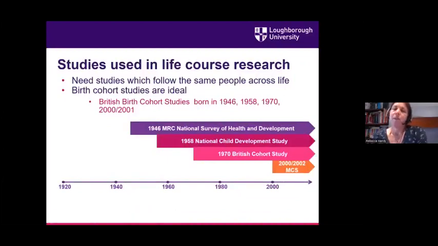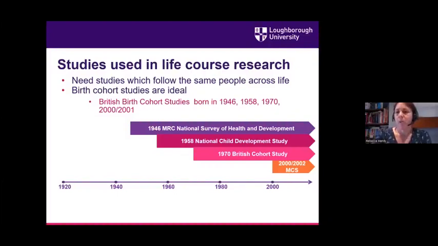Okay, and so life course epidemiology is quite challenging because we've got all these interrelationships across the life course, and we also need studies, we need data to be able to test life course ideas. So we need studies which follow the same people across life, and we need these to be quite big studies as well to be able to study these relationships.